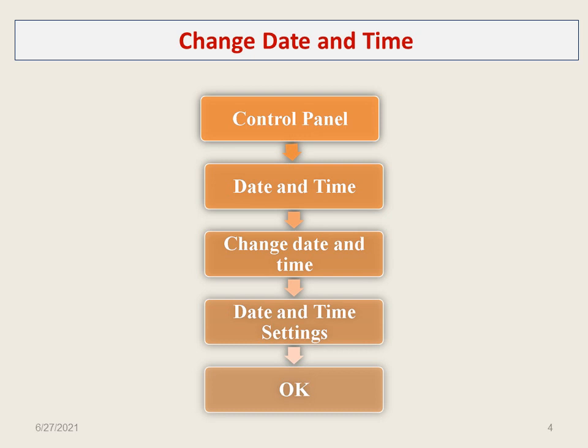The Date and Time dialog box appears. Then click on the Change date and time button. The Date and Time Settings dialog box appears. And lastly, change the date and time and click on the OK button.